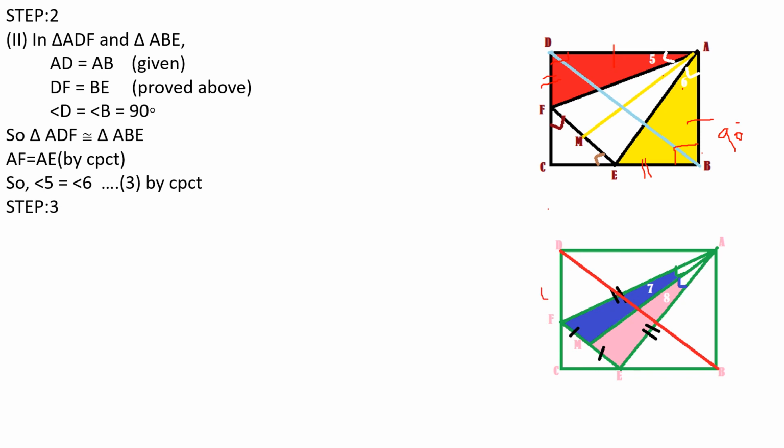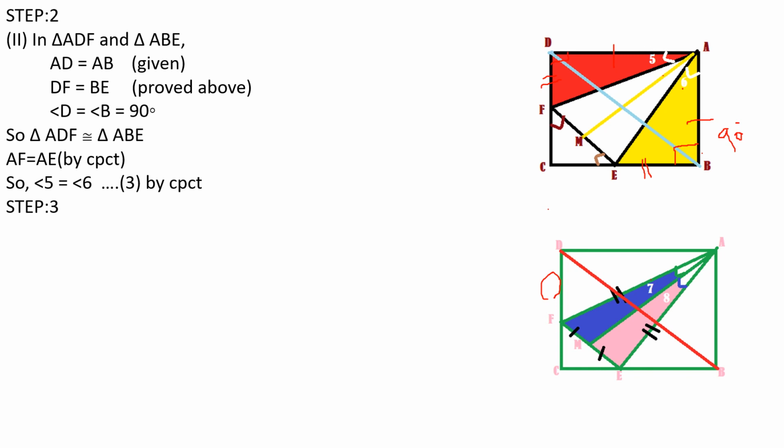We'll take the other triangles, that is these two shaded triangles. In these two shaded triangles, we have proved AF is equal to AE just now. AM is common and FM is equal to ME, given. Therefore, these two triangles are congruent. By CPCT, we can say angle 7 is equal to angle 8.